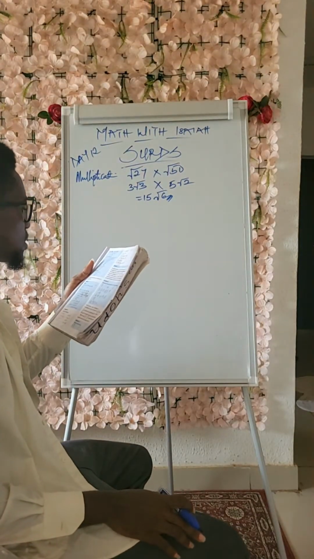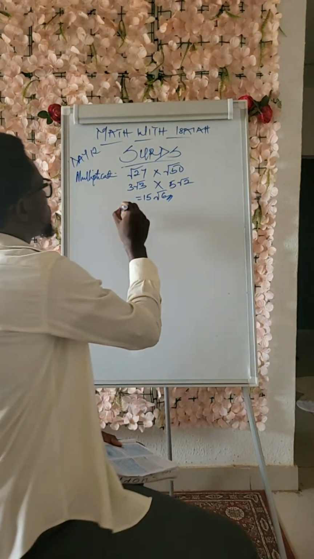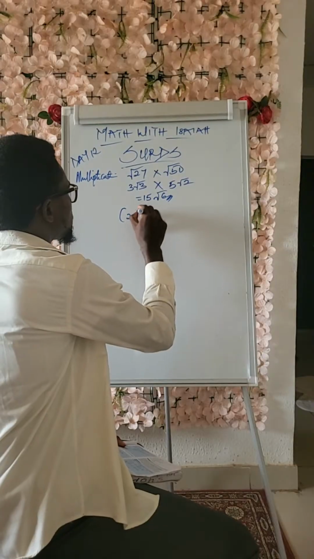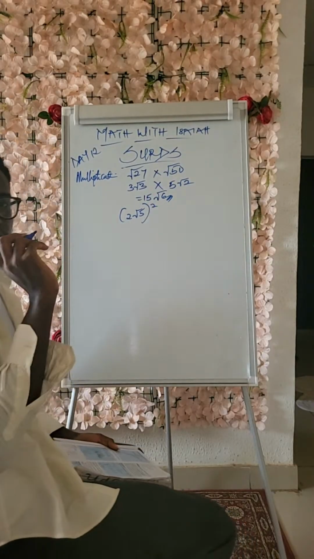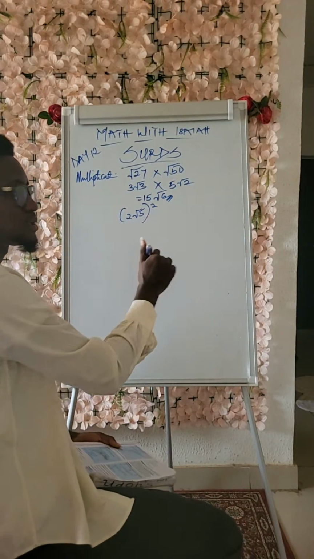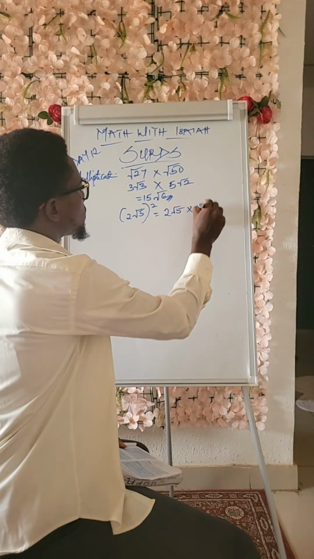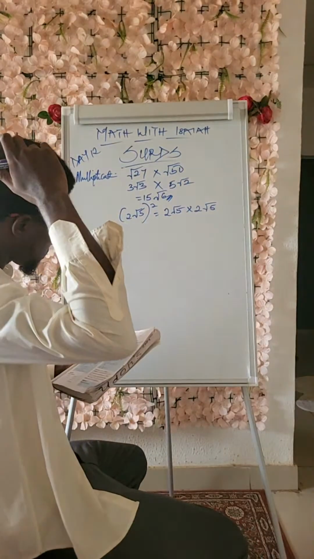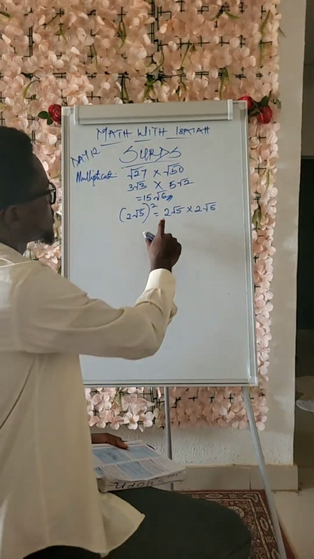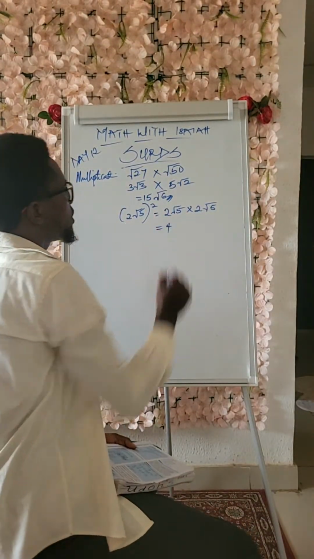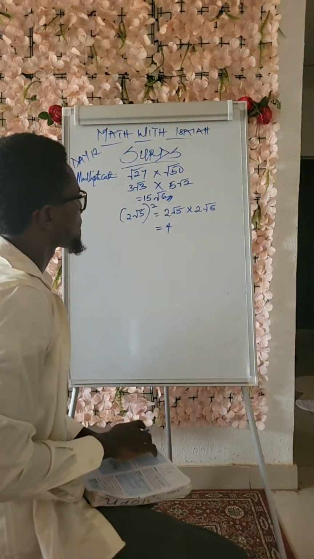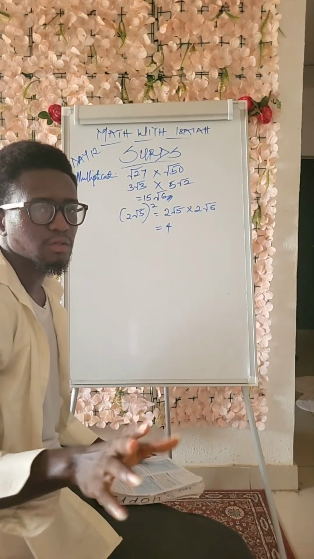Let's quickly do one more example. Quickly look at this: 2 root 5 all raised to the power 2. What does this mean? It means this times this, right? So this is the same thing as 2 root 5 times 2 root 5. What does that mean? 2 times 2 is what? 4.